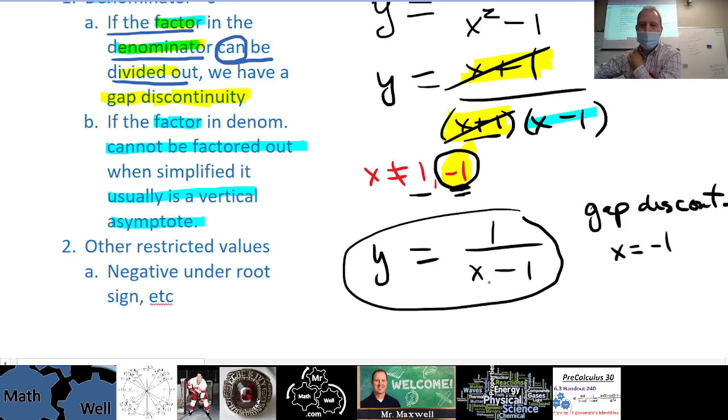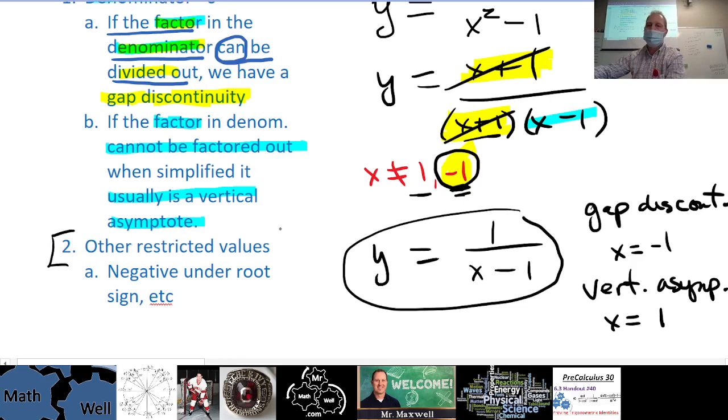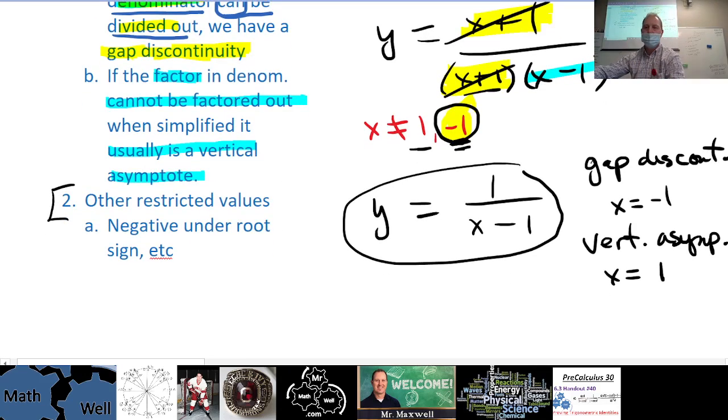And what we're going to find when we graph this and do some more examination is that we are going to have a vertical asymptote at x equals +1. That would be the restricted value for the factor that's still in the simplified rational expression. So we're going to graph this, and I'll show you what this looks like, but quickly, point 2: there may be other restricted values, like a negative under a square root sign and things like that. You have to be careful with those too. Those may represent gaps or vertical asymptotes, but they'll take some further examination.